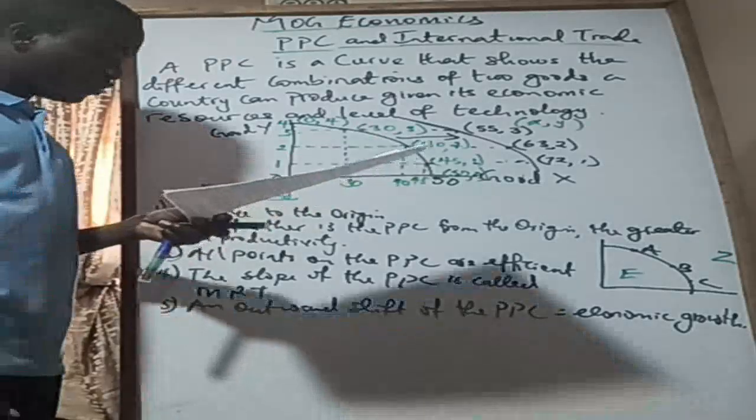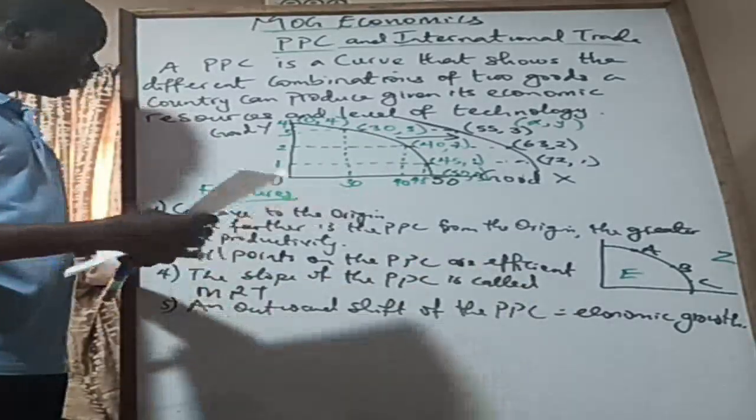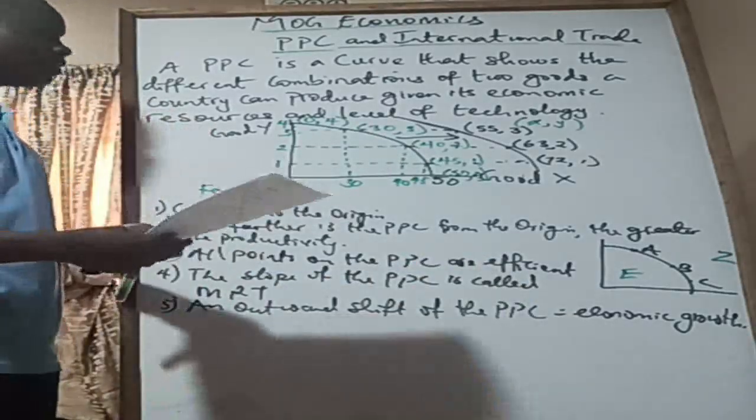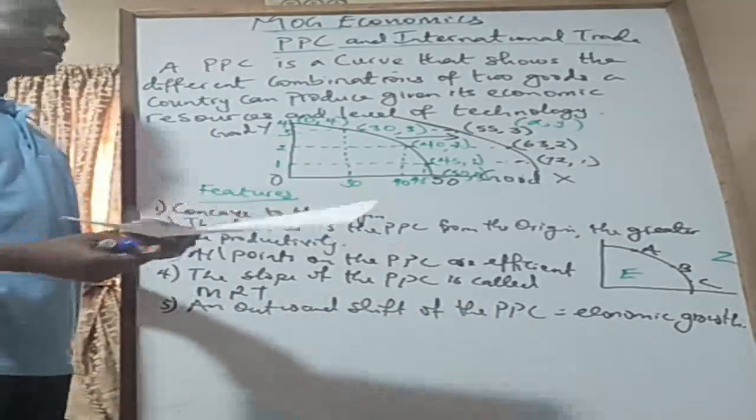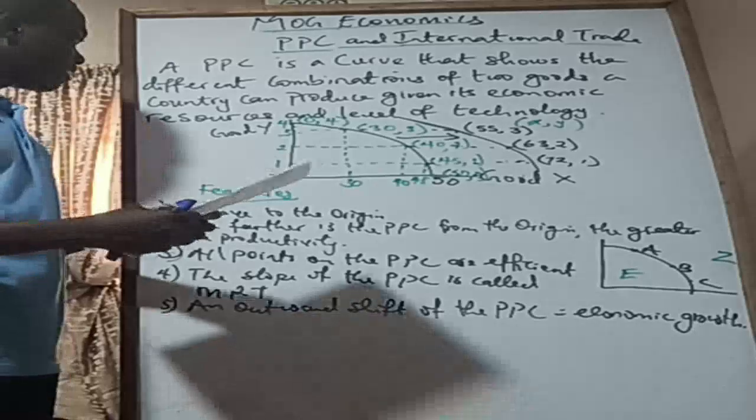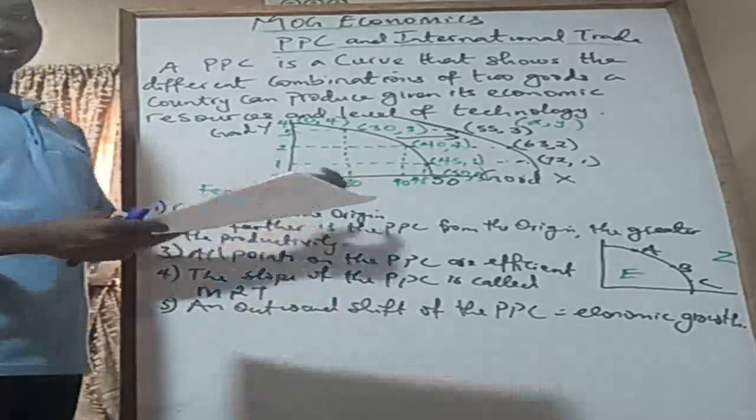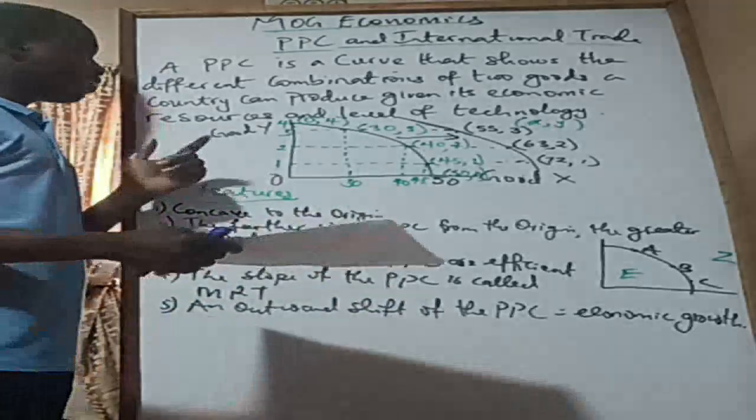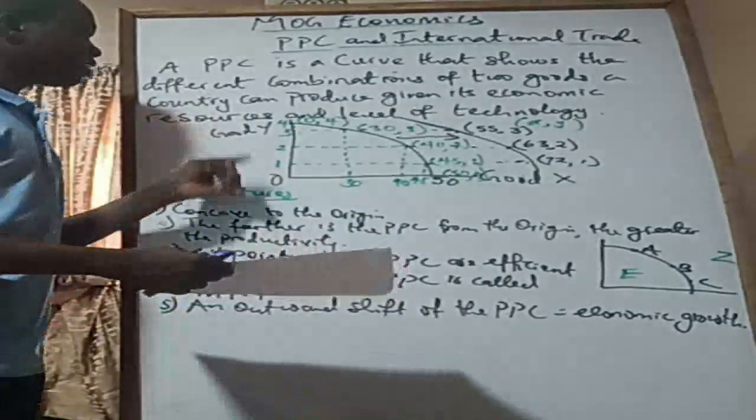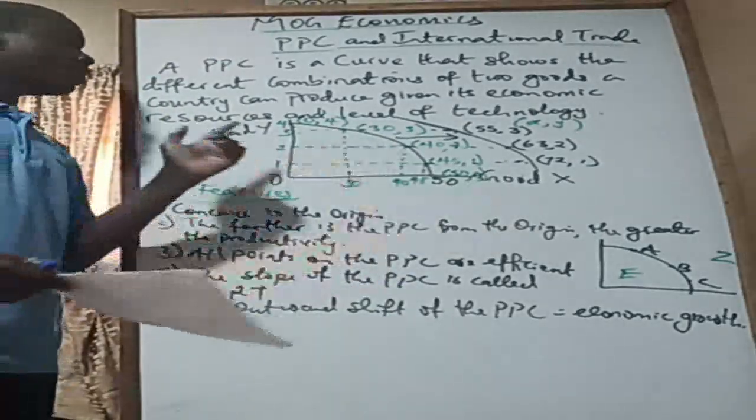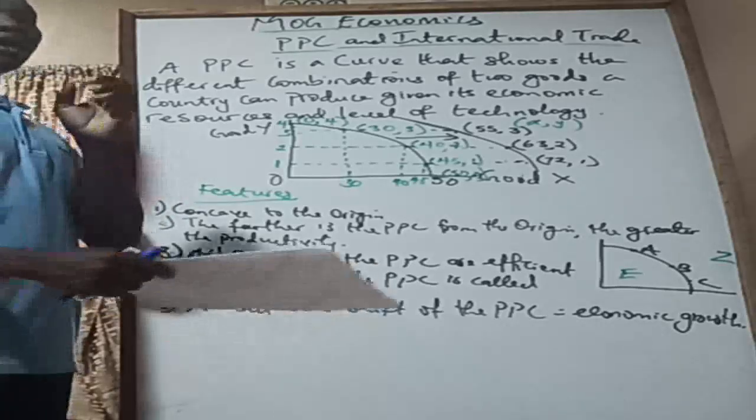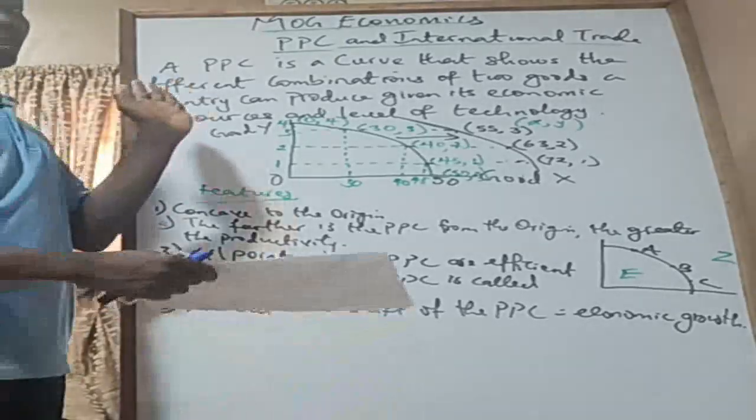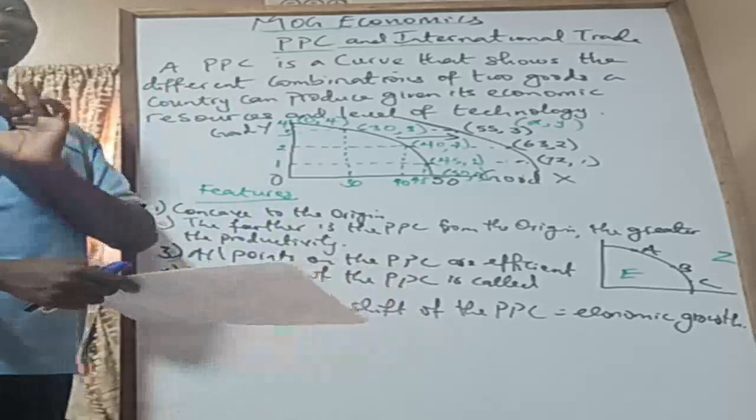Then if you have other features, you can just study them up in your textbooks and all of that. Now, the PPC is drawn under some assumptions. The first is that there are only two commodities. That is what you have here. Then number two, economic resources are fixed.